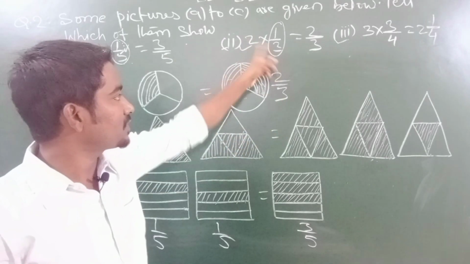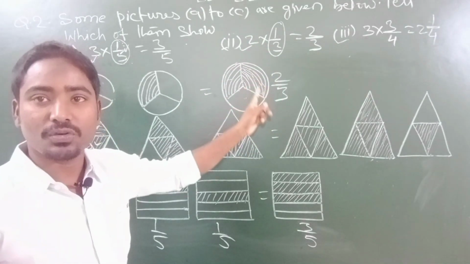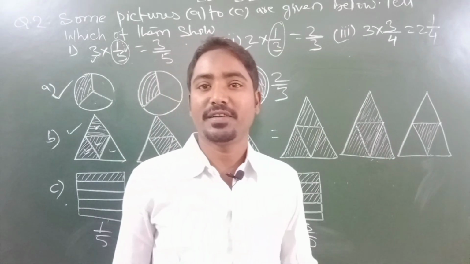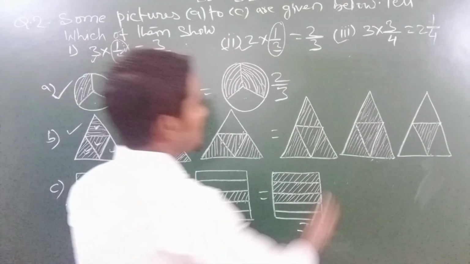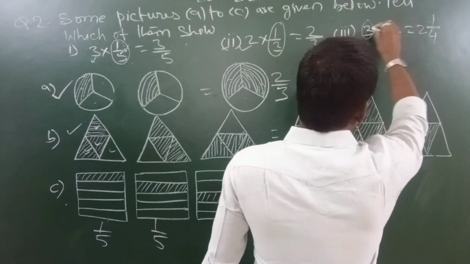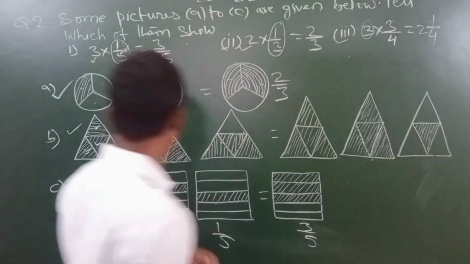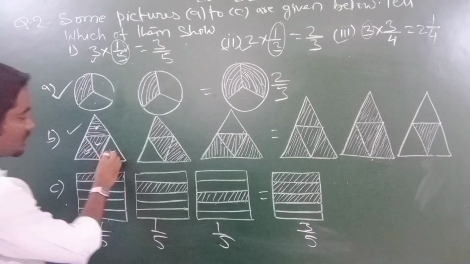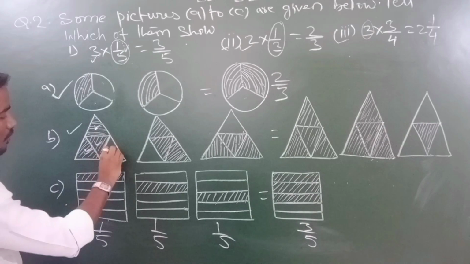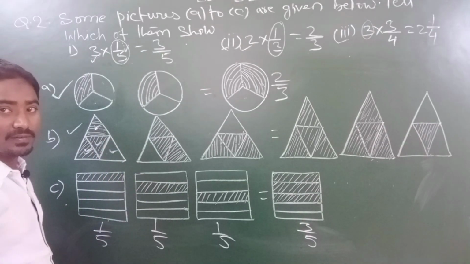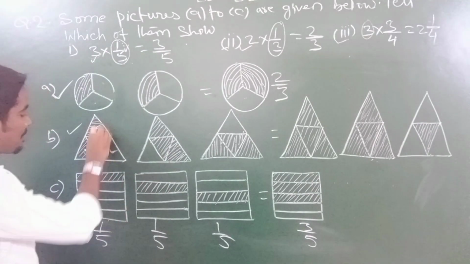So it is representing the result after multiplication, 2 upon 3. Now coming to the last segment, students, in the last segment we have 3 into 3 upon 4. So obviously this one has 3 in quantity. Now if you see, it is divided into 4 parts, and among 4 parts, 3 parts are shaded.